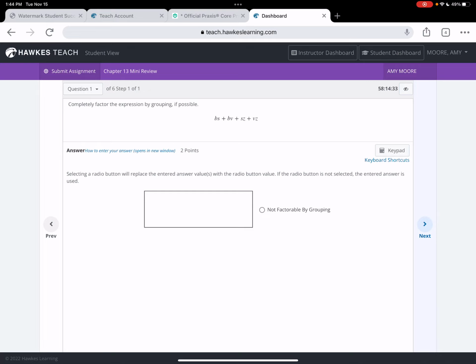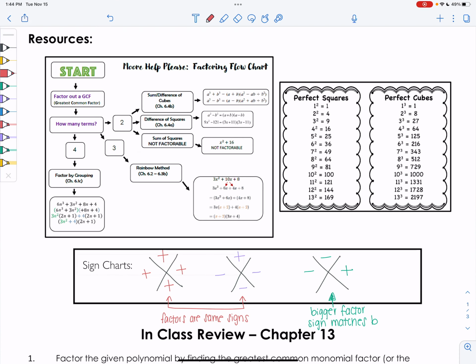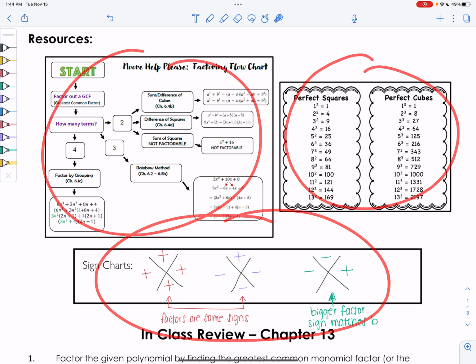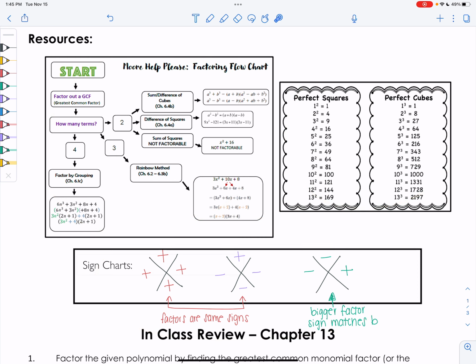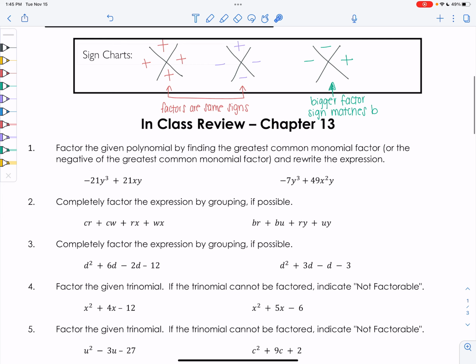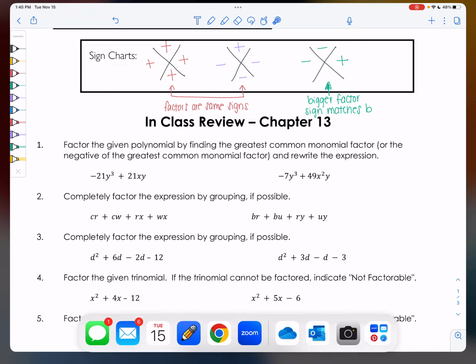Before we get started on that, I do want to direct your attention to the Chapter 13 in-class review notes. You'll see those on D2L under Content and then Chapter 13 blank notes. This just has a really nice review of all of the things that we have covered up until now. So I've got the factoring flow chart, the perfect squares and perfect cubes chart, and then just our sign chart that we were setting up when we were factoring in Chapter 13.2 and 13.3. As for the answers to this in-class review, that will be posted separately on D2L. That way you can go through and check those as well to just give you more practice with factoring.